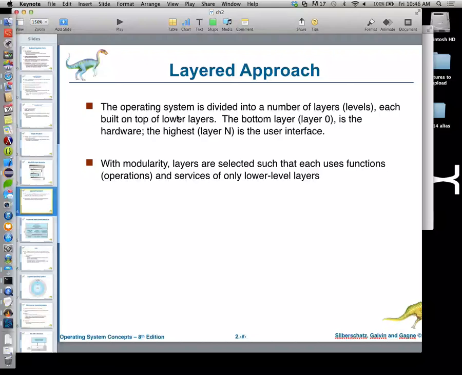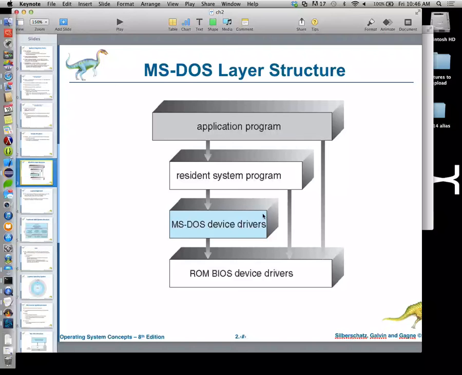With modularity, layers are selected such that each layer uses functions and services of only lower-level layers. So they would talk to the layer below them and solve problems in terms of the layer below them. An application program would solve problems in terms of system programs, which would solve problems in terms of device drivers, which would solve problems in terms of the actual hardware interfaces built into the motherboard, which would solve problems in terms of the CPU.